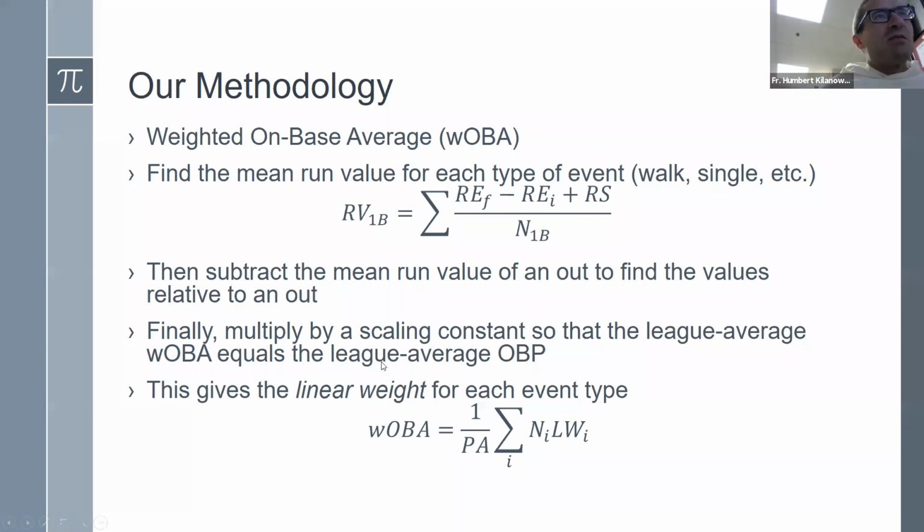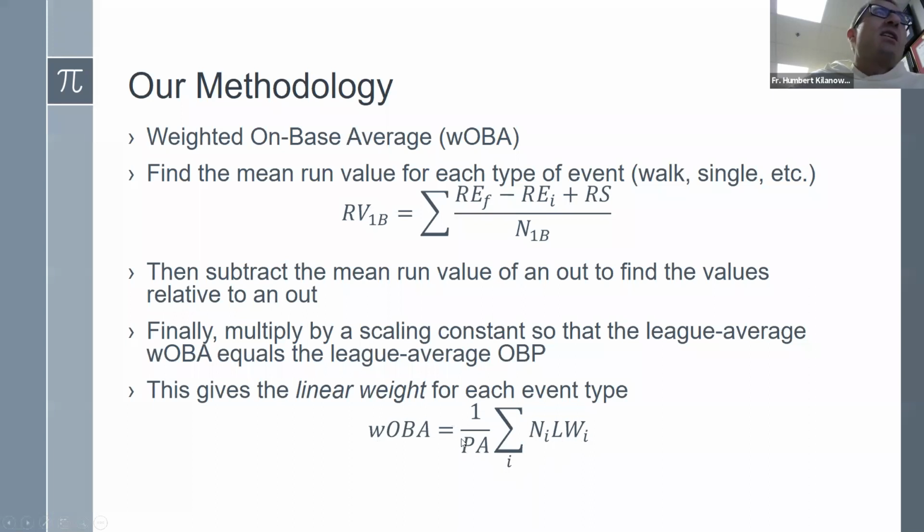But that's still not perfect because we want to put it on the same scale as regular on base average. So we have to multiply by a scaling constant that will make the league average weighted on base average, or wOBA, the same as the league average on base percentage. So the weighted on base average will be the sum of the number of each event, so say number of singles times the linear weight of each single, and sum over each type of event, and divide by the total number of plate appearances.